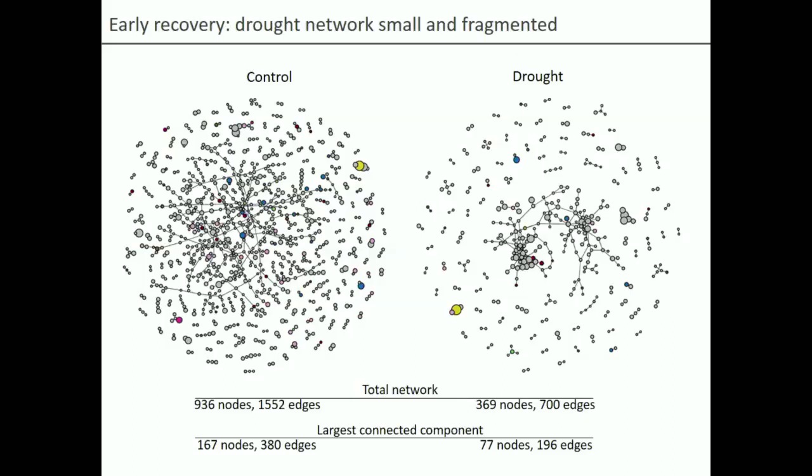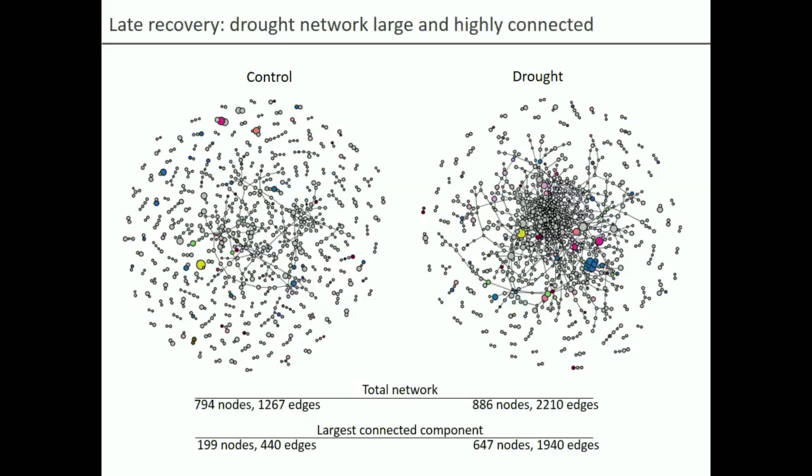And you can also see that the size of the largest connected component is really strongly different between the control and the drought network, with the drought network being much, much smaller. However, 2 months after the drought, this is completely different. At the left again, you can see the control network, and at the right, the drought network. And what you can see here is that the drought network, all of a sudden, is really strongly connected. The number of nodes doesn't actually differ that much, but the number of connections is much, much higher in this drought network.